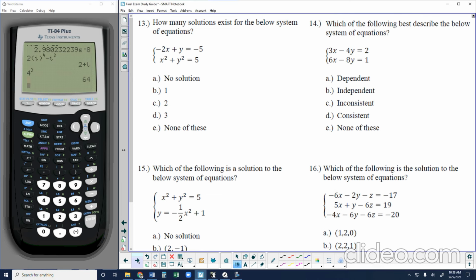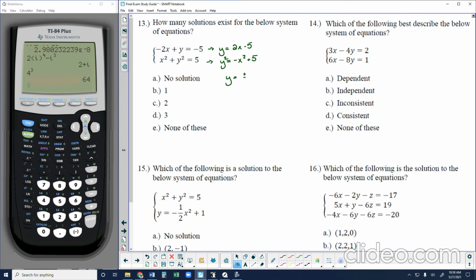Taking a look at another example, problem 13 says, how many solutions exist for the below system of equations? We could look at solving this algebraically, but probably the easiest thing to do would be to solve this graphically. So I'm going to rewrite these equations in terms of y. I'm going to add 2x to both sides of the first equation. In the second equation, I am going to subtract x squared from both sides, and then square root both sides to get y by itself.